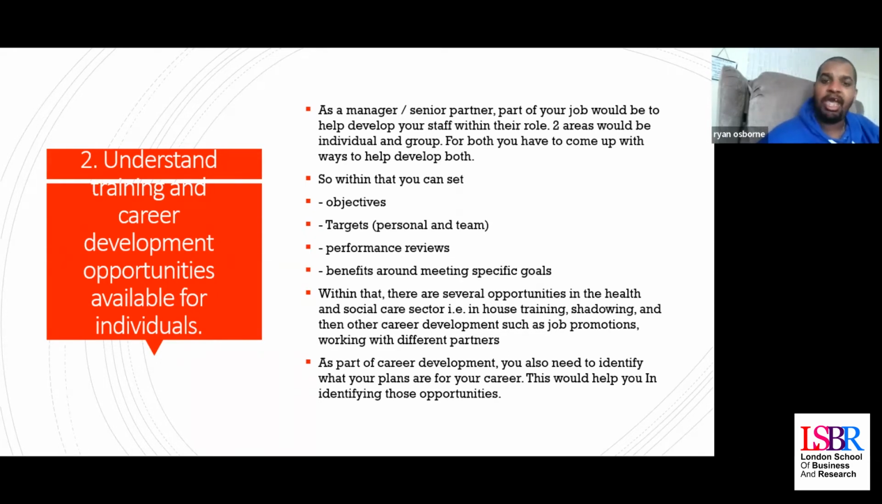Now, there are two particular areas. You have individual training and you have group training as well. Within that, you will have to come up with ways to help develop both. So why is it important to develop your staff? Why is it important to be a manager or a senior partner who develops their staff? Before we carry on, have you been on training programs set by your manager or a senior partner?